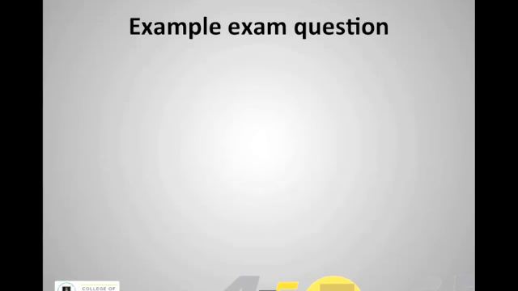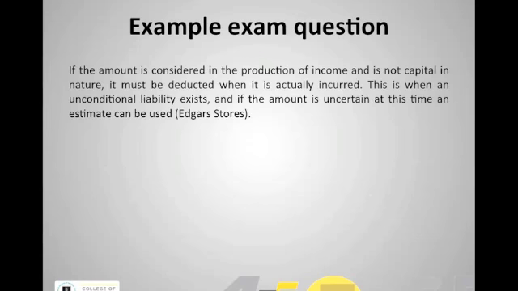Third issue. If the amount is considered in the production of income and is not capital in nature, it must be deducted when it is actually incurred. This is when an unconditional liability exists, and if the amount is uncertain at that time, an estimate can be used. Again, principle. That principle comes from Edgars Stores, another mark.